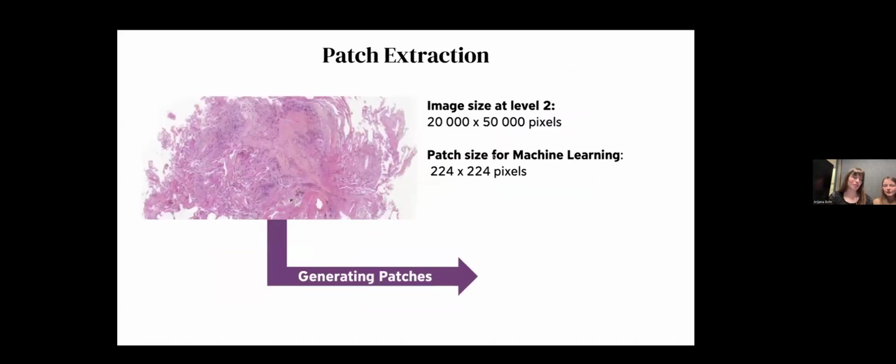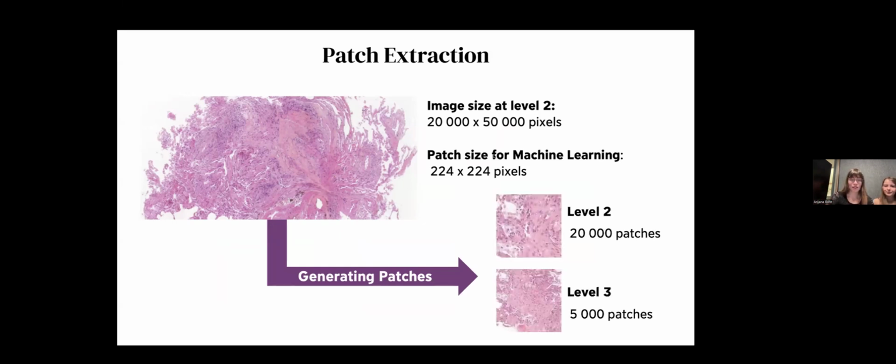Now that we decided which zoom level to choose, we then had to extract the patches. For example, the image at level 2 was 20,000 by 50,000 pixels on average. These are huge images. However, a machine learning model usually takes 224 by 224 pixels. What we did is we just divided the image into patches. For example, for level 2, this would be around 20,000 patches. For level 3, this would be 5,000 patches.